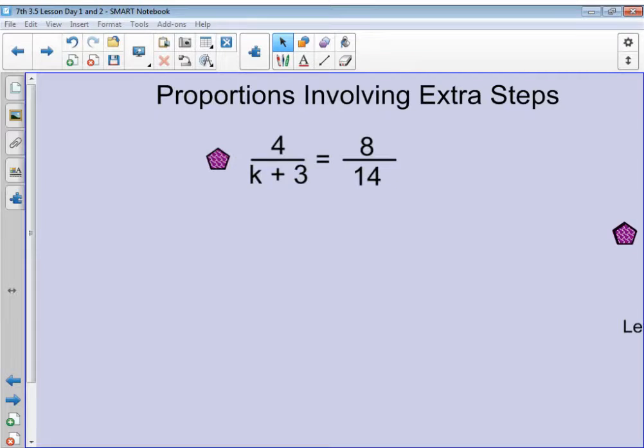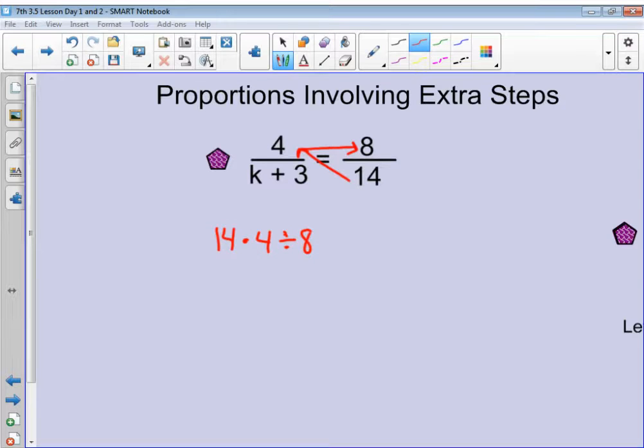Okay, so here's our first one. So we're going to do our cross products. So we're still going to do that cross multiply, and then we're going to divide by the one that does not have the letter involved. So on here, I'm going to punch on my calculator 14 times 4 divided by 8. Okay, and that's going to give me what this has to equal. So I'm going to actually write this down here, k plus 3 equals, and when I do that cross multiply divide, I'm going to just write that answer behind that equal sign. So 14 times 4, divide that answer by 8, and when I do that, I get 7.